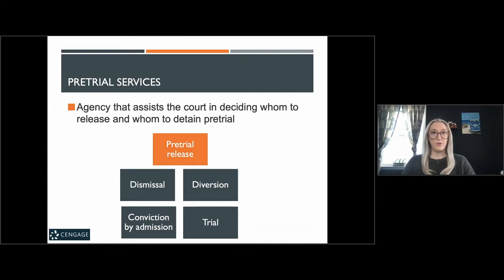So there are typically 4 case outcomes that you can have. The case is either dismissed, the offender is diverted from the court and from further conviction, you have a conviction by admission, or you have conviction through a trial. So pre-release here gives the defendant the opportunity to continue working and living in their community while they're awaiting a case determination, one of these 4.